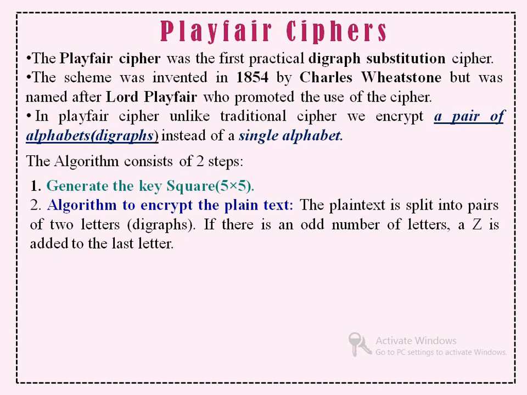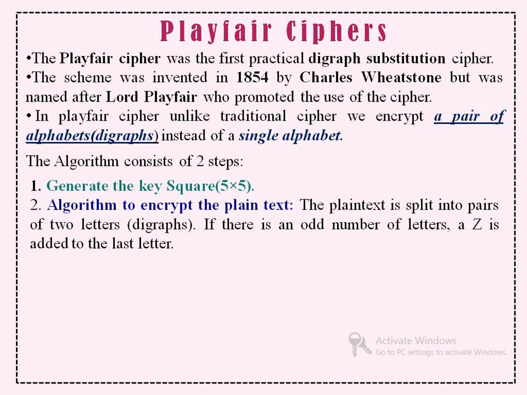If you observe, the algorithm has two basic steps. First is to generate a key square of 5 cross 5 dimension. Not 6 cross 6, not 7 cross 7, nothing else, 5 cross 5. It should be a square matrix of 25 elements. Second part is the algorithm to encrypt the plain text. Actually there will be 4 rules based on which we are going to define the encryption. Okay, so let's see one by one.